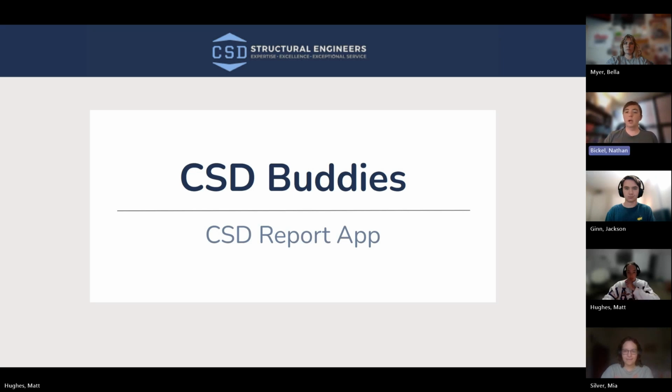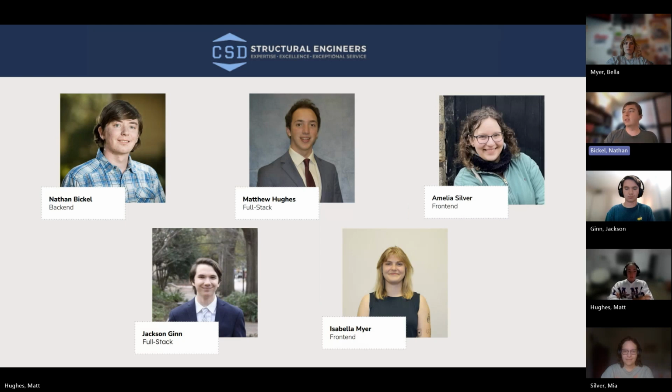So I'm Nathan. I mainly worked on our PC app and then various other backend things like the databases. I'm Matt. I did full stack engineering on both the PC and the tablet application. I'm Mia. I mainly worked on front end, but I did a little bit of database work. Hi, I'm Jackson. I mainly worked on full stack development of the tablet app, primarily focusing on the back end. And hi, I'm Bella. I worked with Mia on the front end for our tablet app.